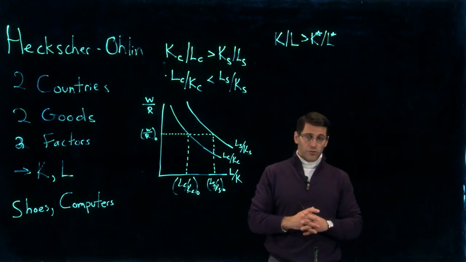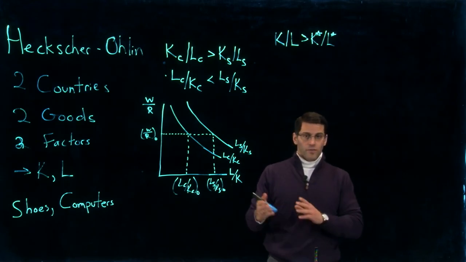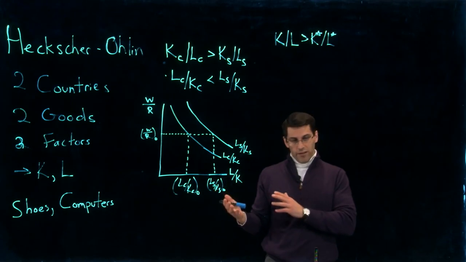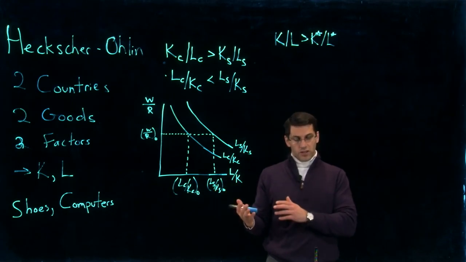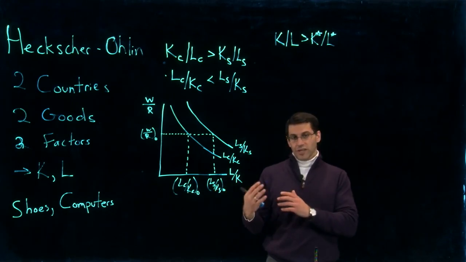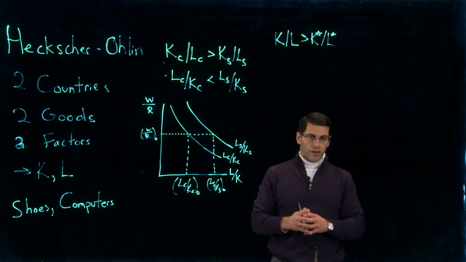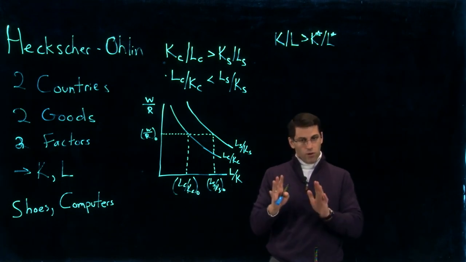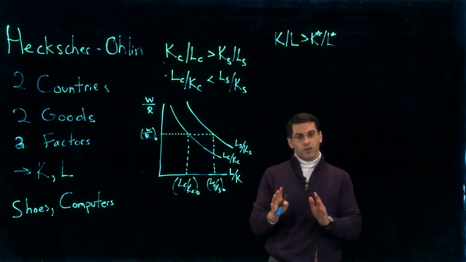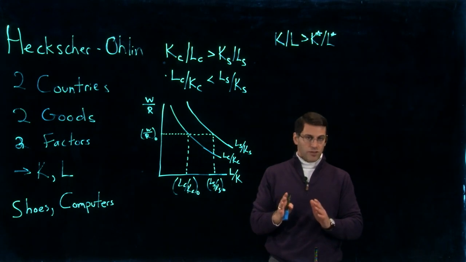I encourage you to take a really good look at the example of the New Balance factory that's in our textbook, which is an example of actually a reversal of factor intensity in the real world. And we'll discuss that a bit more in class. But for now, we're just going to set aside the possibility of reversals of factor intensity.